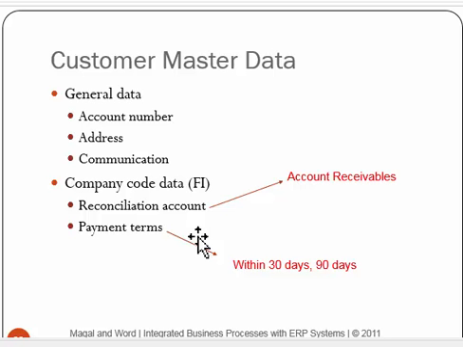Can a customer exist under two different company codes? Yes. The customer buys from me here in Doha and he also buys from me in the US. But each one will have its own accounts receivable. Please remember that in the quiz.